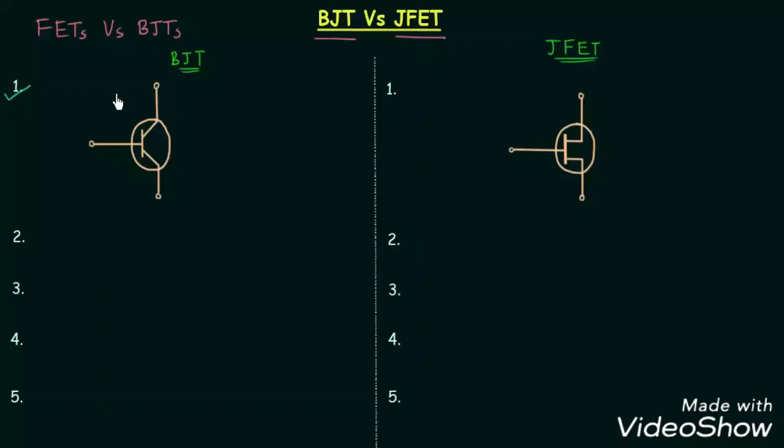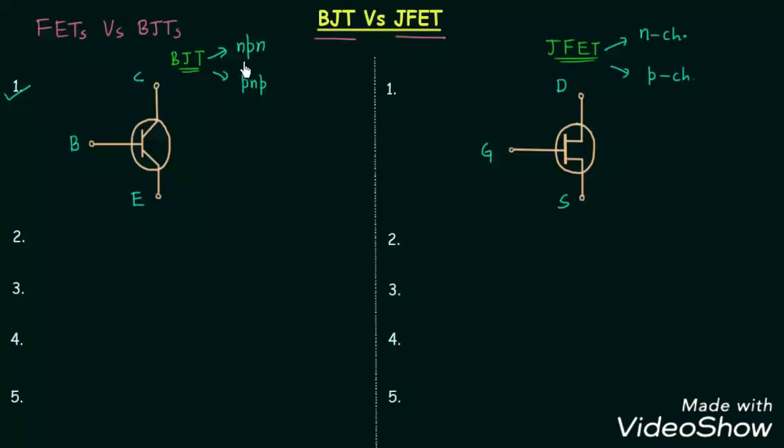In the first point, we will see the symbol of the two devices. The two devices are 3-terminal devices, and the 3 terminals in case of BJT are base terminal, collector terminal, and the emitter terminal. And in case of JFET, the 3 terminals are gate terminal, drain terminal, and the source terminal. In case of BJT, we have two types. The first one is NPN, the second one is PNP. In case of JFET, we again have two types. The first one is N-channel JFET and the second one is P-channel JFET.